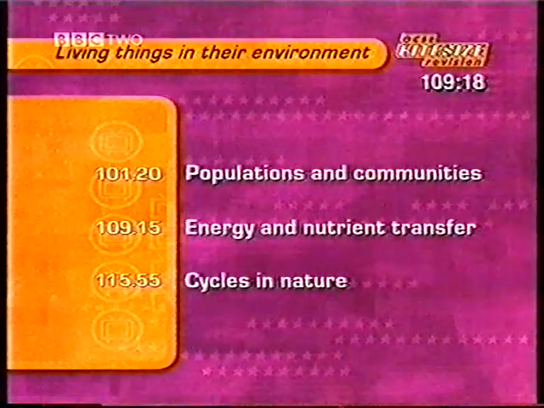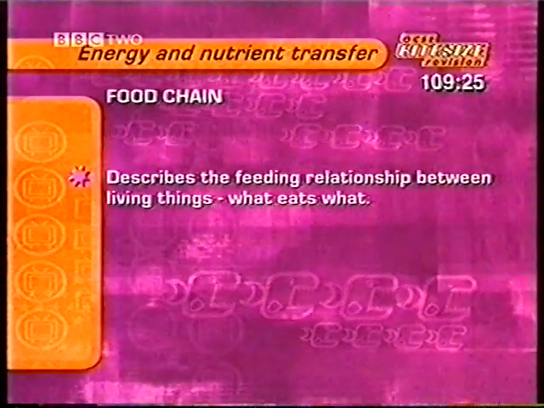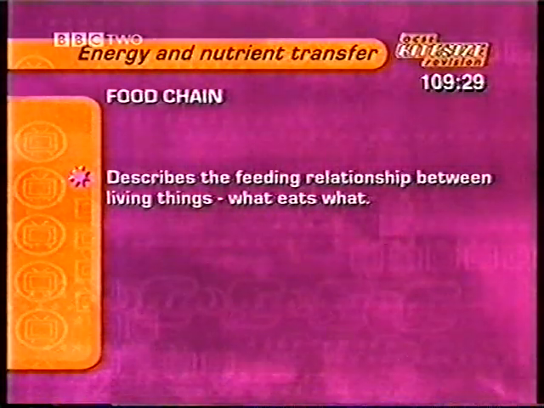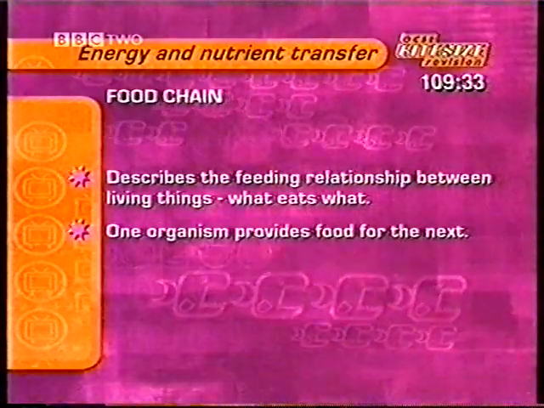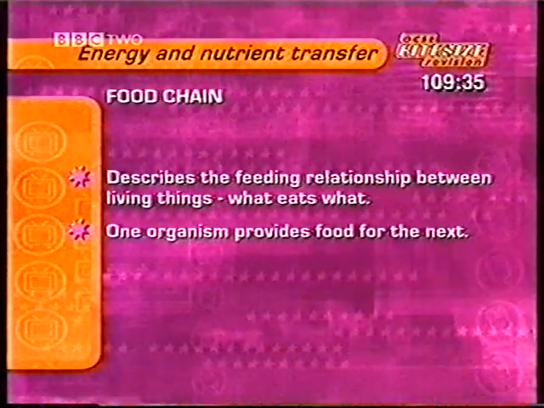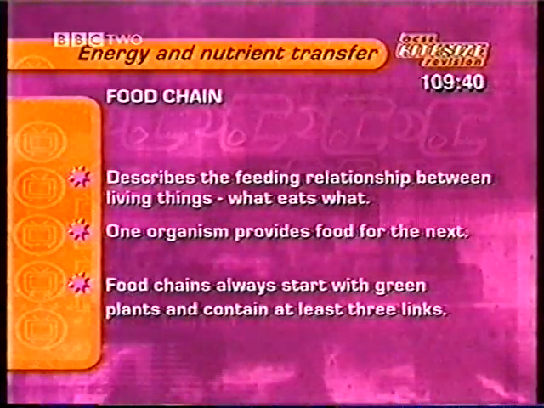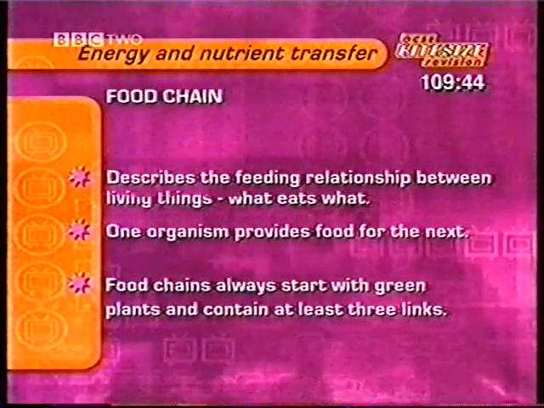This section is about energy and nutrient transfer. A food chain describes the feeding relationship between living things. It shows what eats what. In a food chain, one group of organisms in the chain provides food for the next. A food chain always starts with a green plant, a food producer, and contains at least 3 links.